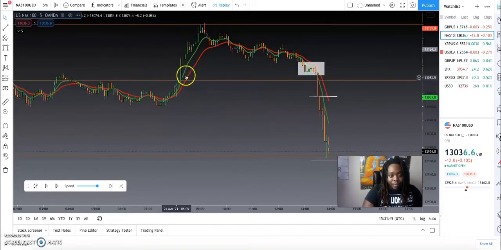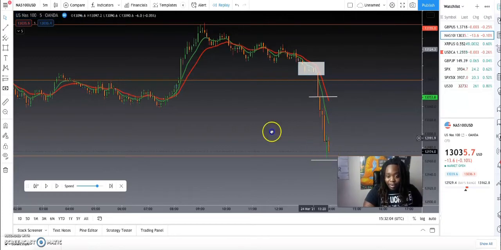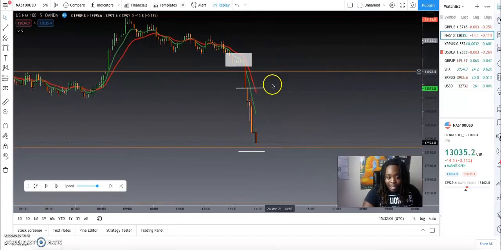Look, it broke this pivot. Where could it potentially go? To the next pivot. Didn't break this pivot. Where could it go? Boom, to the next pivot. Broke this pivot. Where can it potentially go? Down to the next pivot. Didn't break this pivot. Where can it potentially go? Up to the next pivot. So we finna play it.